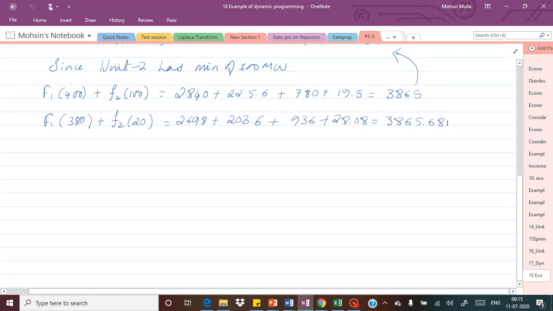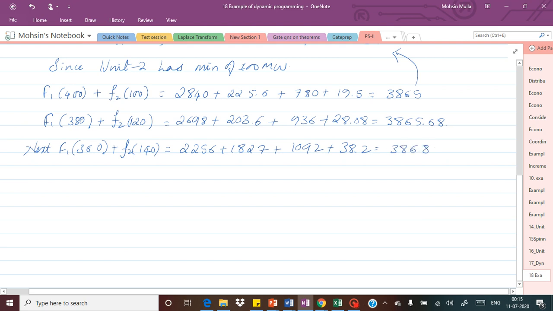Next, similarly, F1 of 360 in the first unit and 140 in the second unit. For that we get 2256 plus 182.7 plus 1092 plus 38.2. So this value will be 3868.